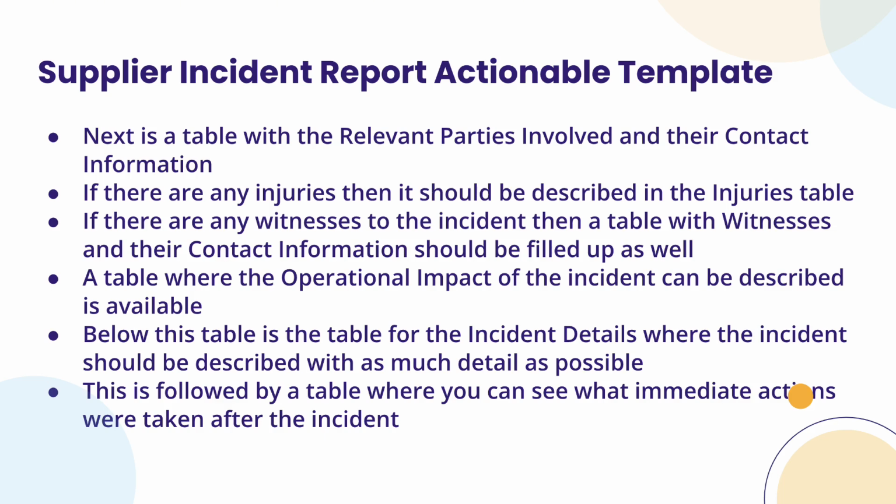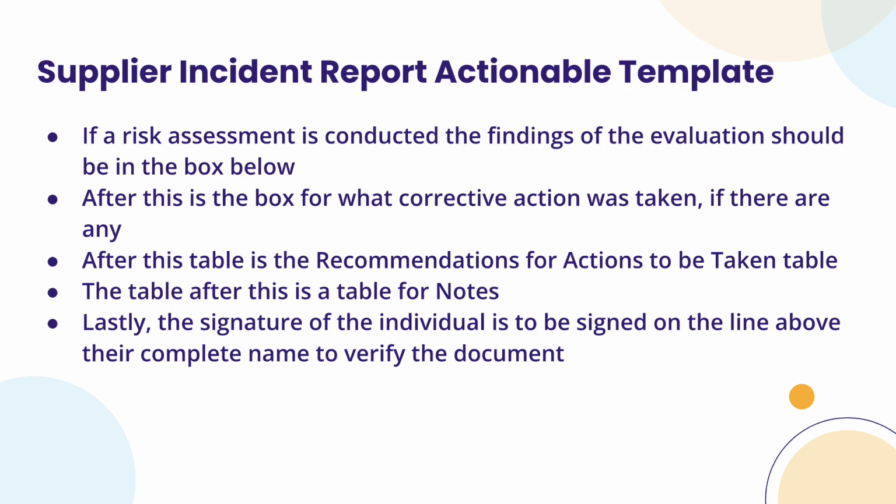Below this table is the table for the incident details, where the incident should be described with as much detail as possible. This is followed by a table where you can see what immediate actions were taken after the incident. Then, if a risk assessment is conducted, the findings of the evaluation should be in the box below. After this is the box for what corrective action was taken, if there is any. After this table is the recommendations for actions to be taken table, which is where the one who filled up the report can suggest actions to take after the incident.